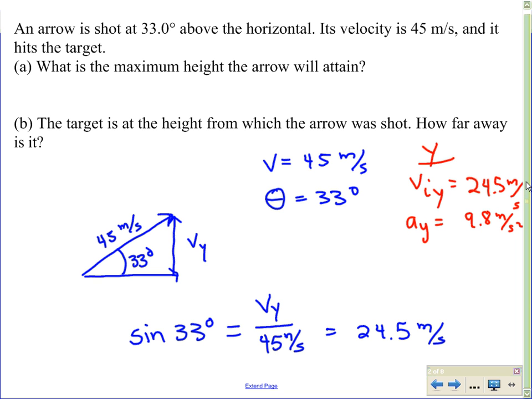So our first part is, what is the maximum height the arrow will attain? Well, our Viy is 24.5 meters per second. It's in the upwards direction, so we need to make gravity negative because it's going to decrease the velocity of the arrow through time. And we're trying to find dy. Now let's go to the next page and draw another picture of this.